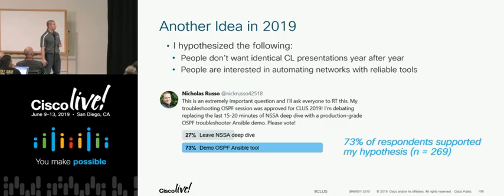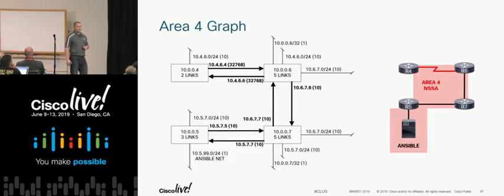So that's what we're going to talk about. I'm just going to go back a slide here. This is what the graph looks like in the network. It's basically 4 routers in a line. If you think about it, the routers on the left are ABRs.